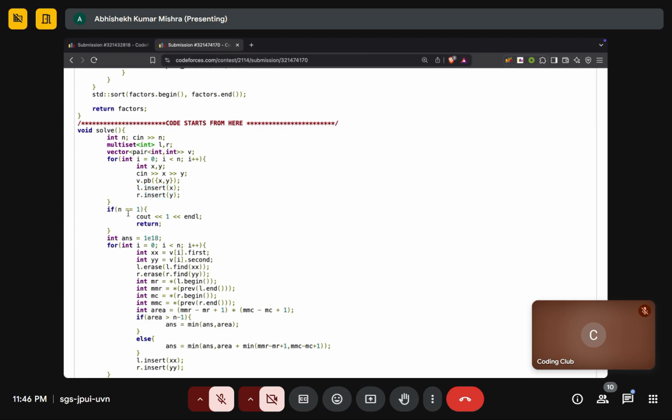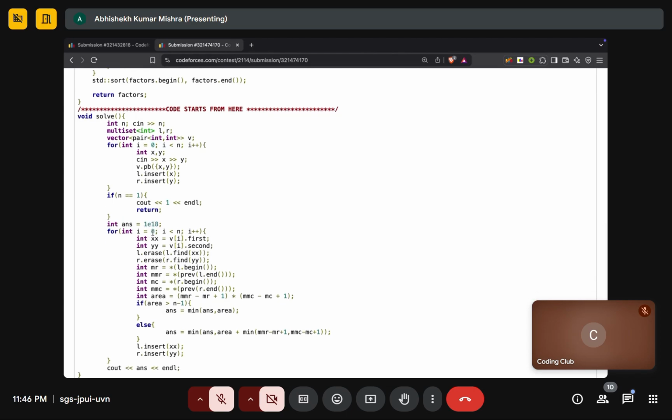If n is already 1, then the answer is simply 1, because that one cell is enough to kill the monster. Now I have kept the answer at the maximum possible. Now I will iterate from 0 to n. I will iterate over all the monsters, and I will leave that monster. So I from 0. Then I will calculate the coordinates of the monster which I am leaving. So I am deleting that monster.